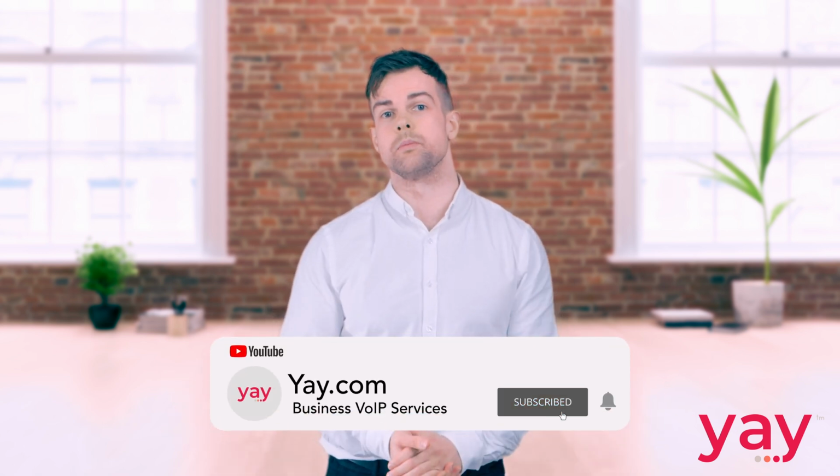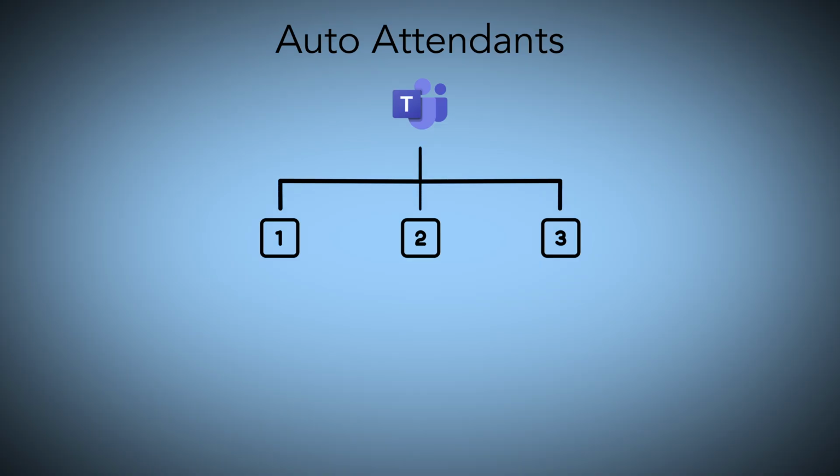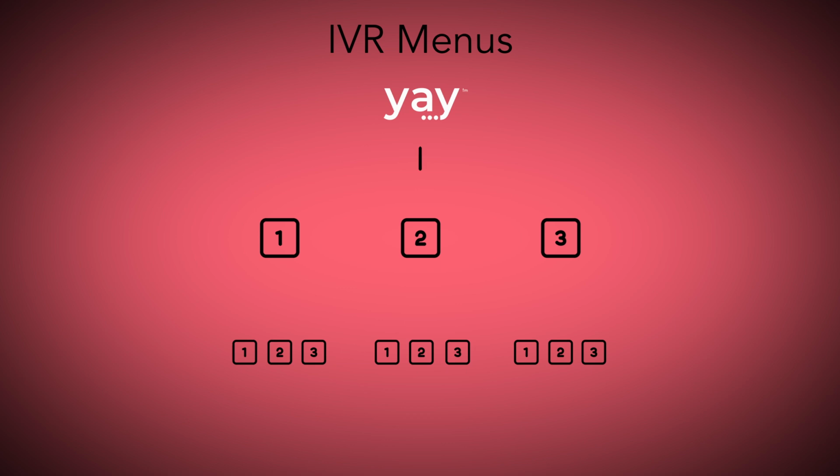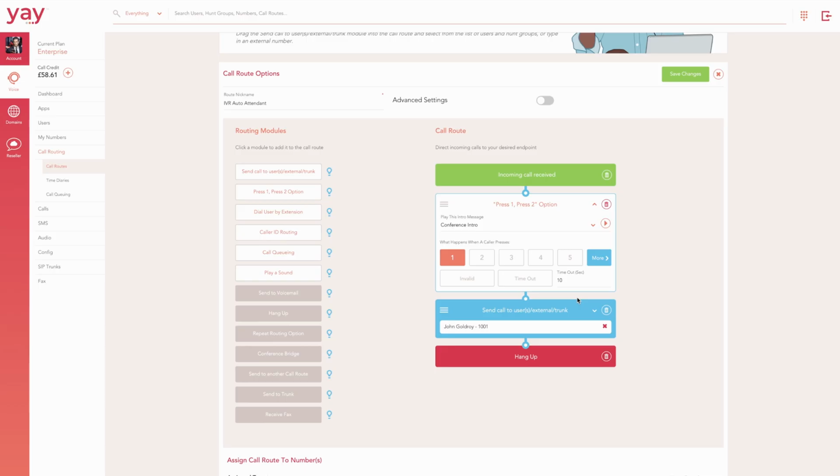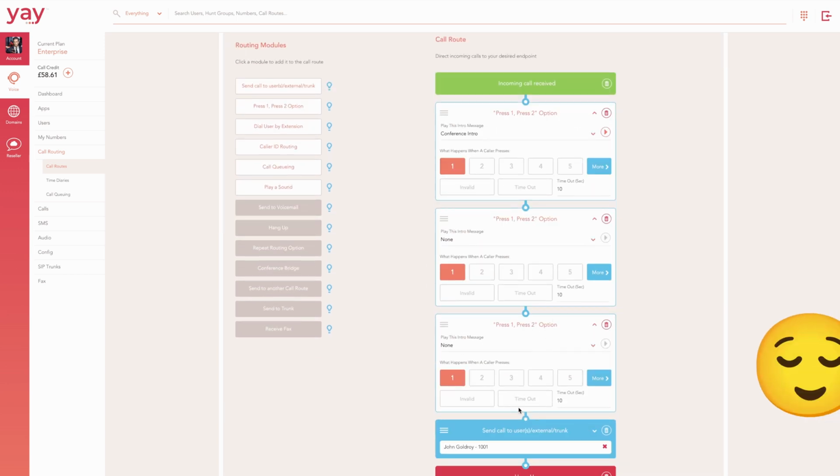What's achievable with each implementation is quite different. Businesses often need IVR menus consisting of multiple levels. For example, you'll press 1 for technical support, then you'll press 2 to push the call to the appropriate department. With Teams, that's not possible. It only supports one level. You press 1 or 2 and that's it. Good telephony solutions will offer multi-level IVR menus. In the Yay call route creation panel, just drag the IVR module in once for each level you need.